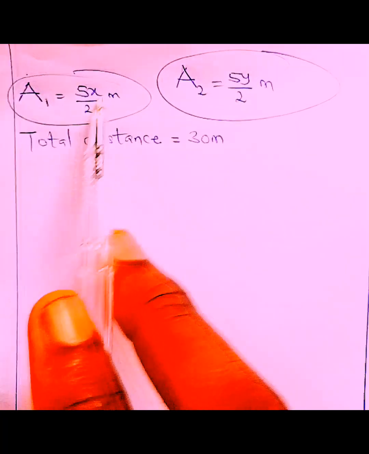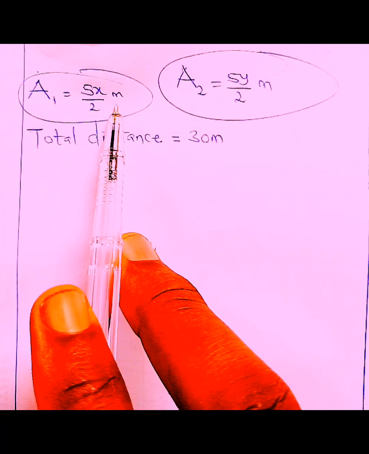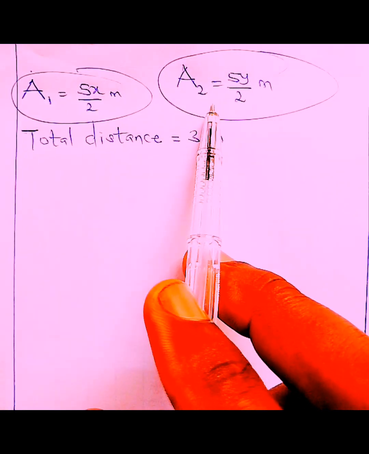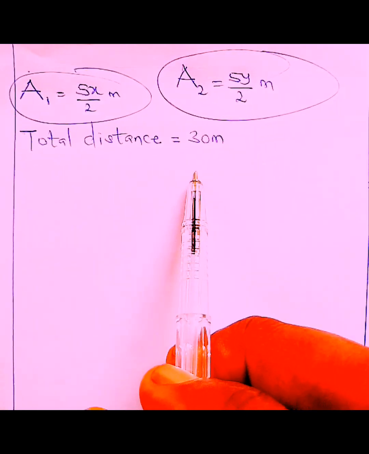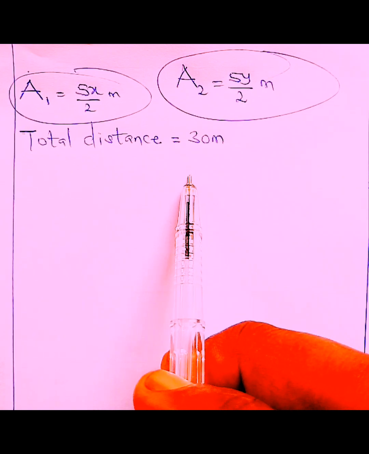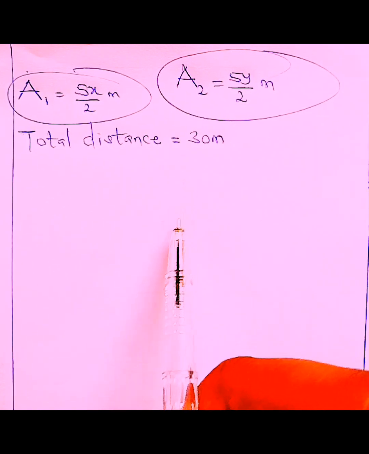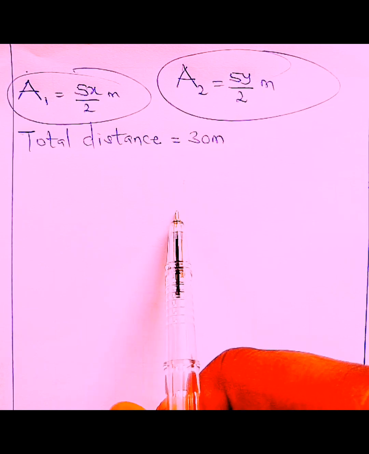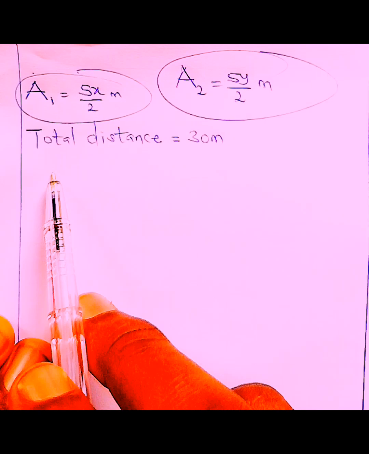So area 1 is 5x over 2 meter. Don't forget, we saw that already up there. Then area 2, that's the area for the second shape, is also 5y over 2 meter. Now it was said that the body covered just 30 meter. We are asked to get how long it's going to take the body. That's the time taken for the body to cover a 30 meter distance from rest to rest. So total distance is 30 meter from rest to rest.